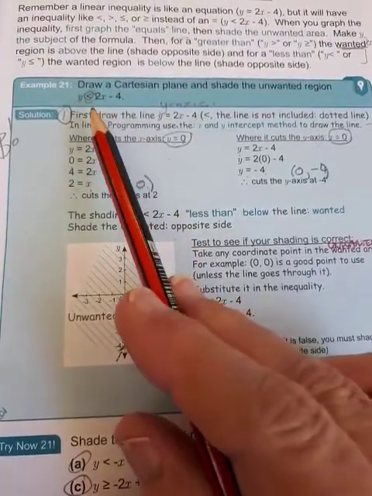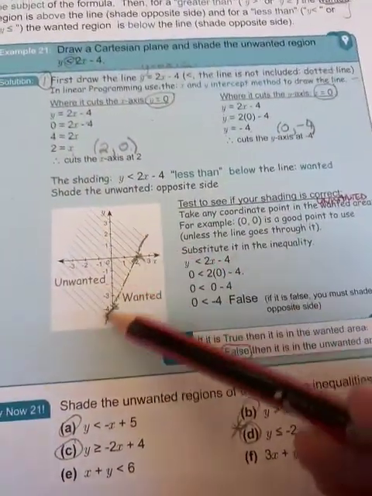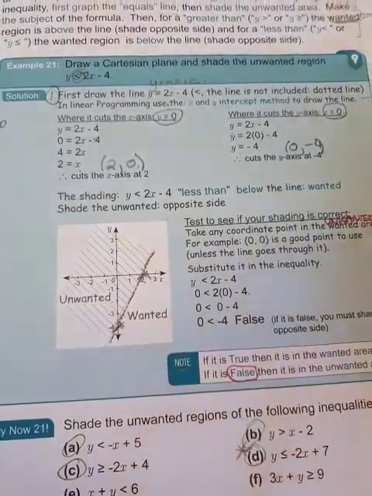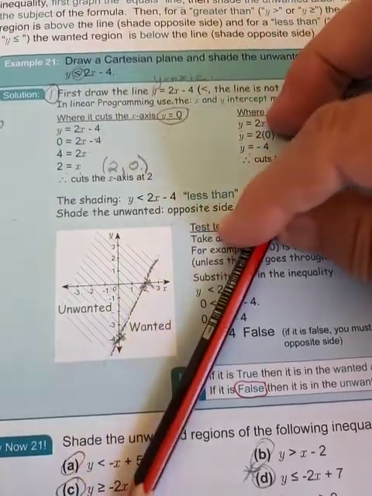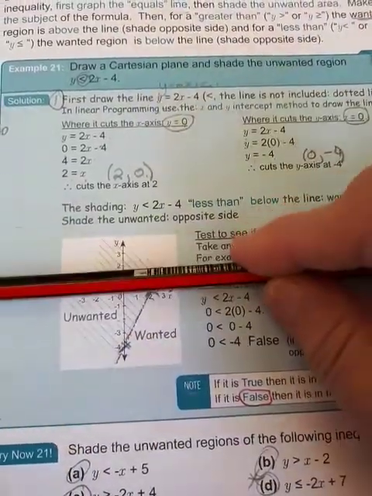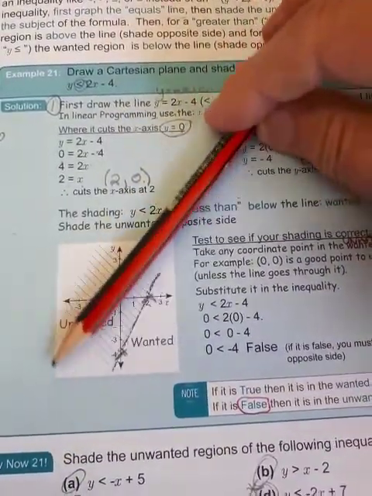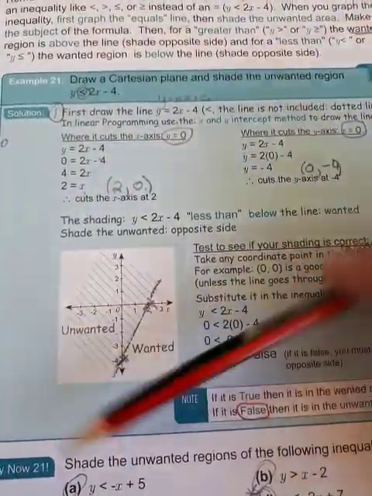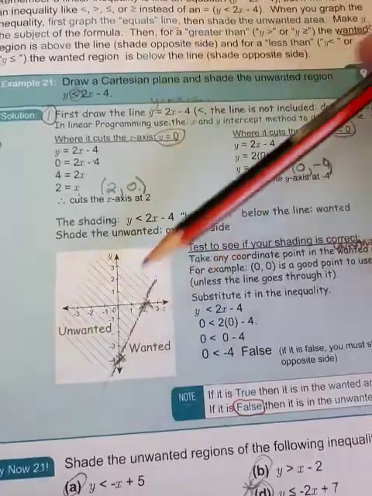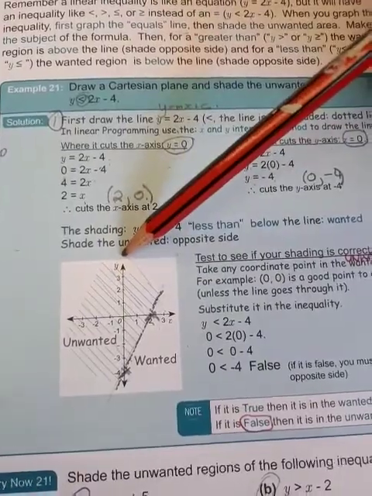And now remember, they're asking you y is less than 2x minus 4. Remember, this line is where y is equal to 2x minus 4. Less than means underneath. Less than is always under. This is on top, this is under. Use your y-axis for on top and for under. So the wanted region is under because it must be less than, meaning your unwanted region, the one that you must shade, is on the opposite side.